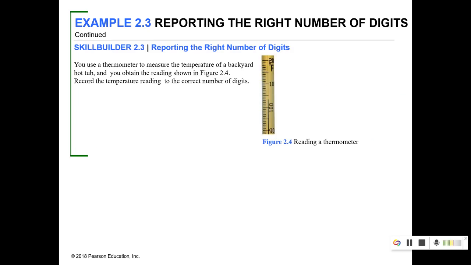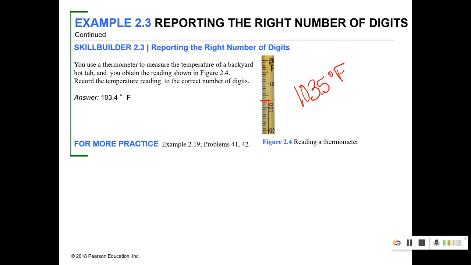This one also reads to the ones. There's my 103. It's a little above that. I would say this is 103.5 degrees Fahrenheit. They're estimating 103.4 degrees Fahrenheit. Again, it's perfectly fine if your reading isn't exact, but it needs to be exact in the certain digits. Remember, only the last digit can be different.